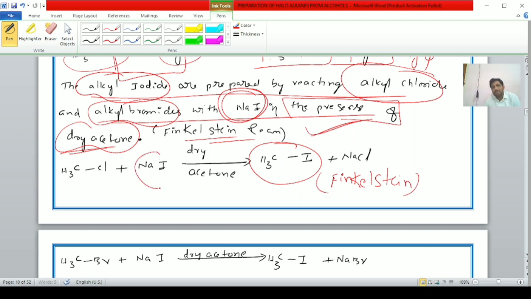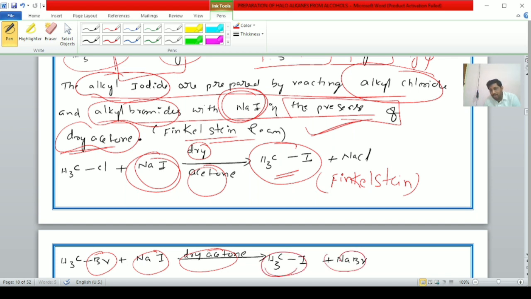That is, chloromethane reacts with sodium iodide in the presence of dry acetone and forms iodomethane. Similarly, bromomethane reacts with sodium iodide in the presence of dry acetone and forms iodomethane plus sodium bromide. These reactions are known as Finkelstein reactions.